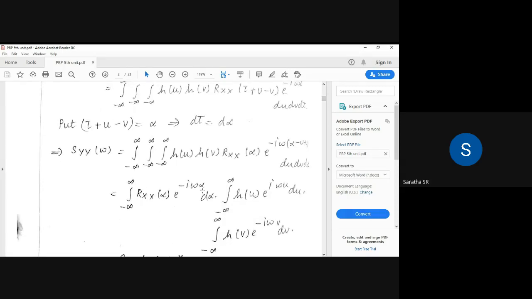Based on that, we wrote this. Now we can separate, because here we have only the alpha term, so we can separate this exponential also: e to the power minus i omega alpha into e to the power plus i omega u into e to the power minus i omega v. So we can separate this into three terms. Then we have h(u) alone, h(v) alone, alpha alone, and du, dv, d alpha alone. So u is separated, v is separated, alpha is separated.